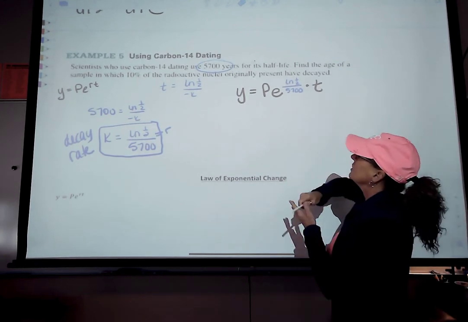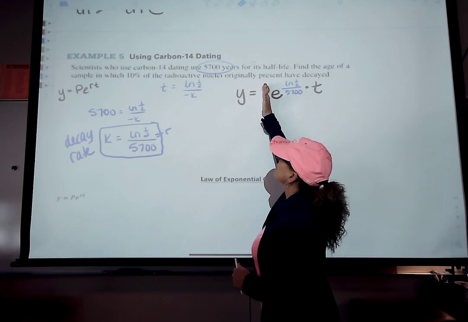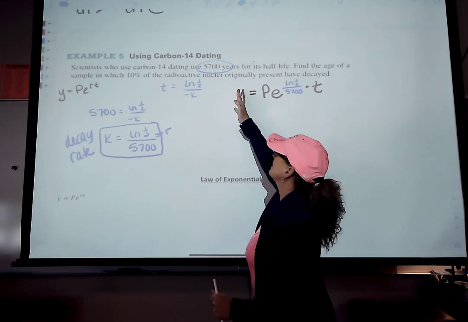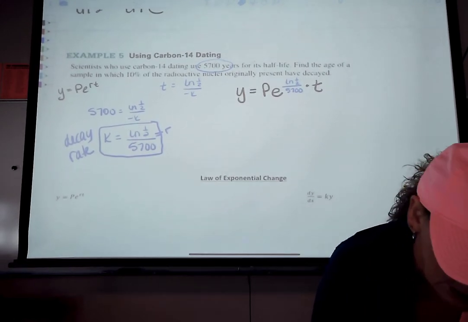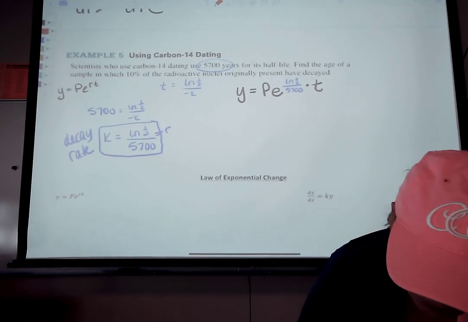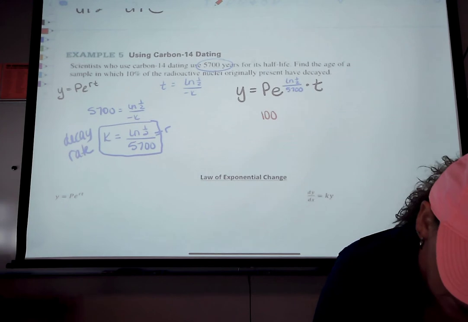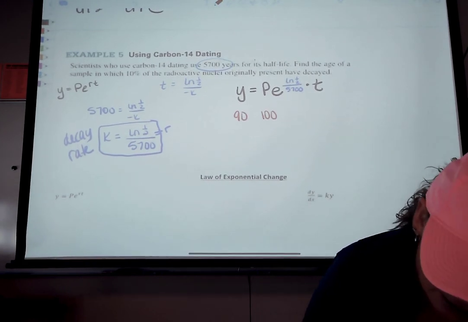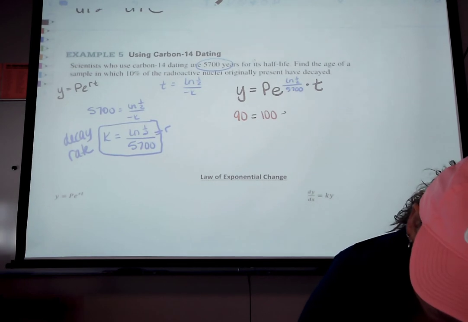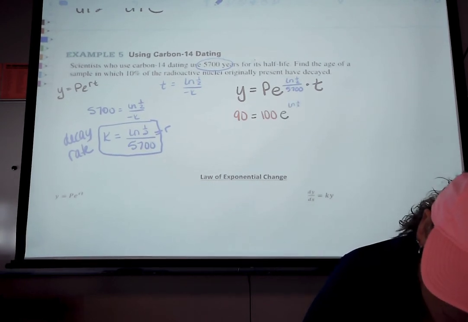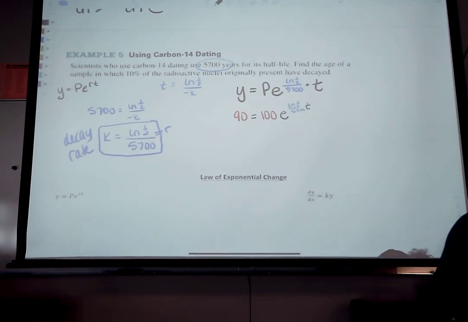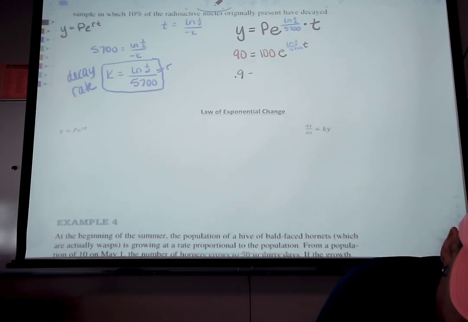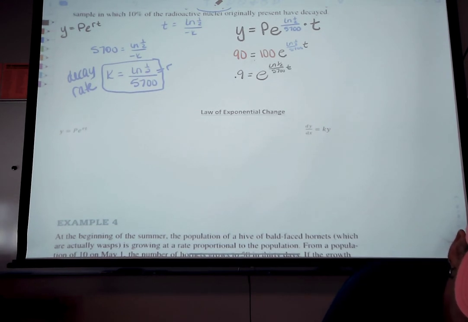How long does it take for whatever we started with to now decrease by 10% so that there's only 90% of it left? So I can go, if you need me to plug in numbers, I'll plug in numbers. How about we start with 100, and then that means there's only 90 grams left. .9. Boy, that's yucky. Natural log.